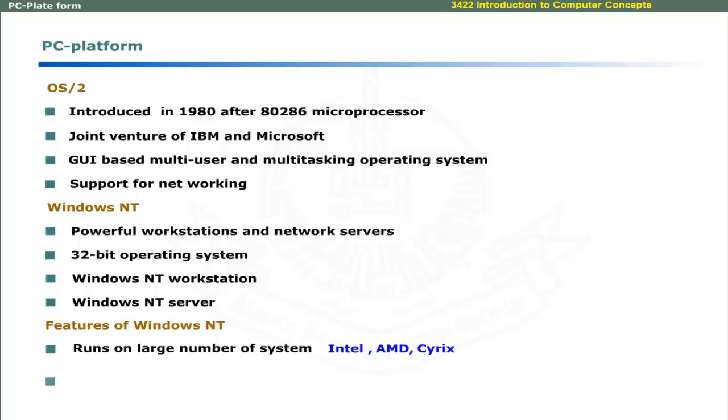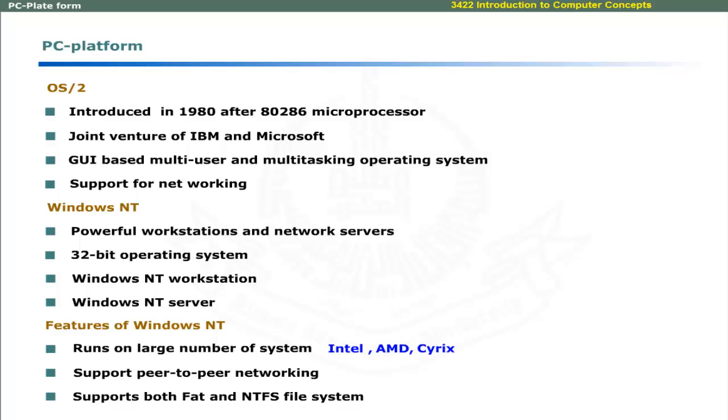NT-based workstations support peer-to-peer networking. It supports both FAT and NTFS file system. It provides disk mirroring features that allow backup hard disks to take over in case the primary hard disk fails.